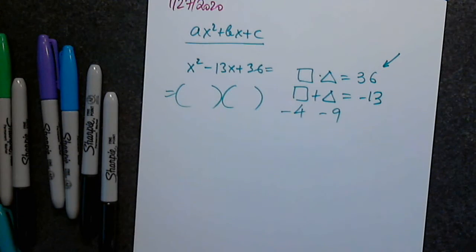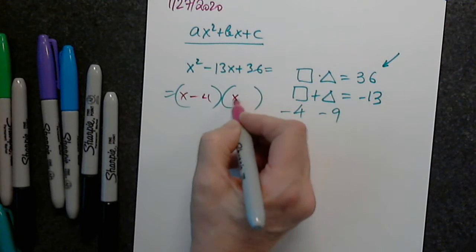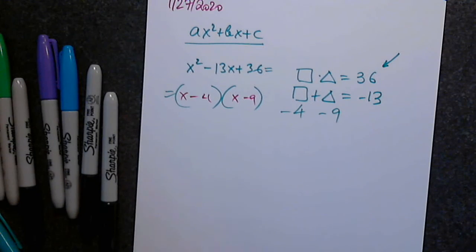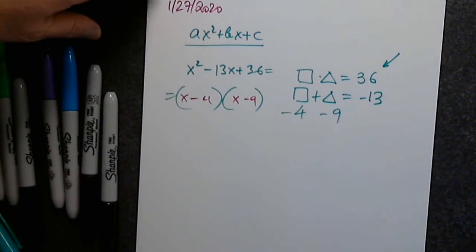So can anyone give us the factor form? That's it. In any order you want. It doesn't matter if you write it as x minus 9 times x minus 4 or x minus 4 times x minus 9. Awesome. Great job. We accomplished a lot. Good.